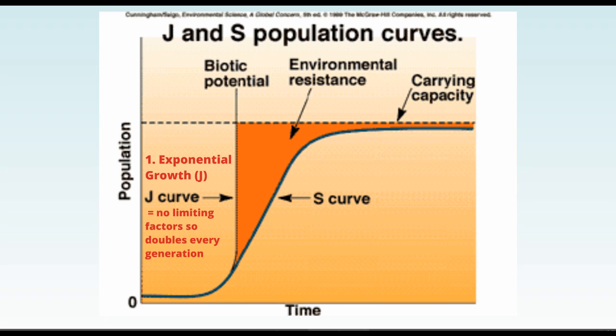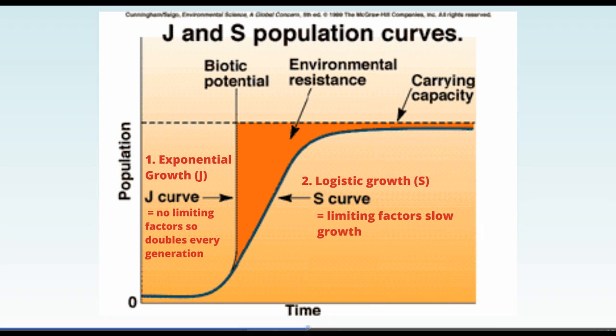This is the kind of growth you see with bacteria in petri dishes where there are no limiting factors at all. More realistic in nature is something called logistic growth, or the S-shaped growth curve. And here, initially, biotic potential is pushing the population to grow very quickly. But then environmental resistance starts to push down on that biotic potential, and it starts to slow population growth until it evens out and you have a steady population size.